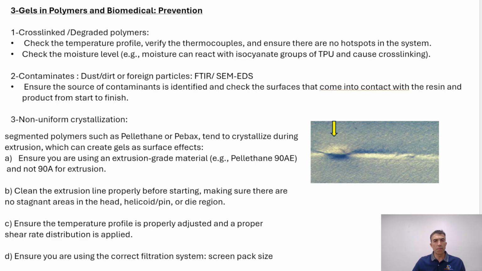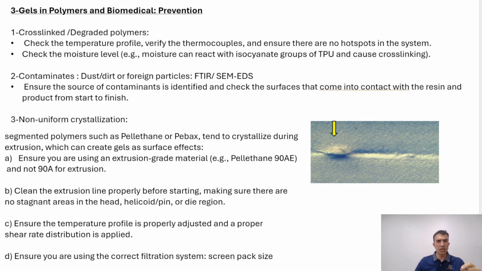Clean the extrusion line properly. When you are setting up your machine in the morning, make sure that you clean the machine properly. There should be no dents or defects on the surface of the helicoids, the pin, or your die. These could all create stagnant areas when you are extruding, and you create gels. I know that sometimes it can be a little time consuming, but it's very important to do this based off a checklist. You can even put a little camera inside of your barrel to make sure your barrel is smooth. The screw that you are using is designed specifically for that material.